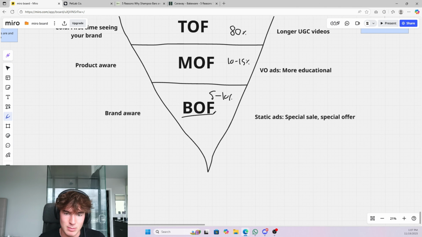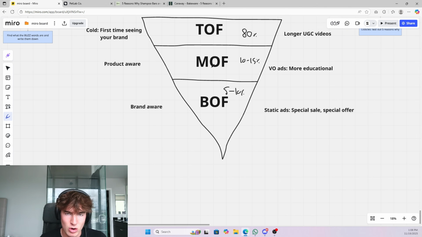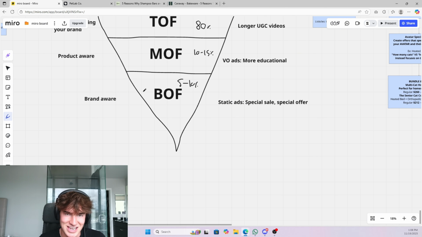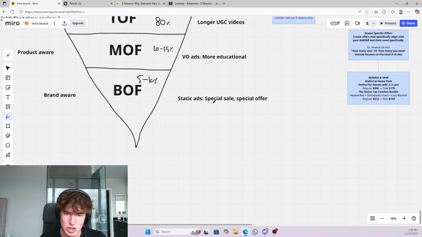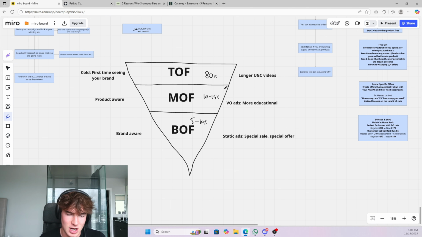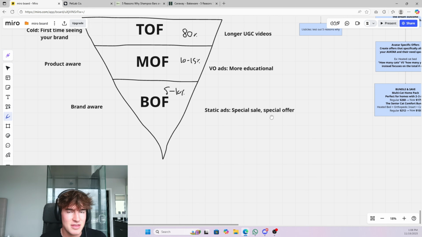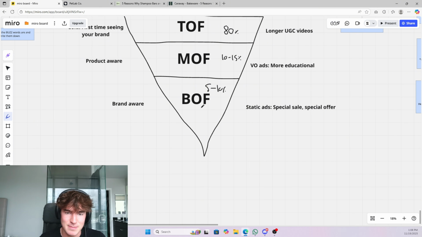The last thing is bottom of funnel ads. These are people that are more brand aware. They've seen your product, and now they're more educated on it. Now they just need that push, right? This is where static ads come into play. This is where you're giving a special sale or a special offer, really giving them that last push. They're interested in the product, but they need something to push them over the edge. They need some type of sale, some type of offer.